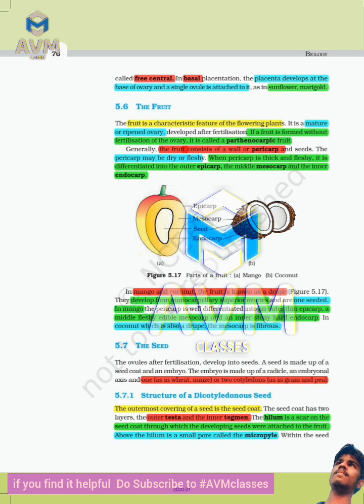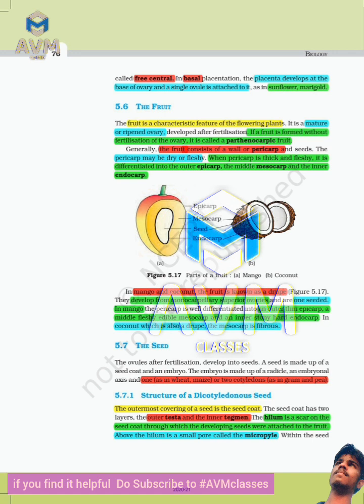5.7 The seed. The ovules after fertilization develop into seeds. A seed is made up of a seed coat and an embryo. The embryo is made up of a radicle and embryonal axis and one or two cotyledons. 5.7.1 Structure of a dicotyledonous seed. The outermost covering of a seed is the seed coat. The seed coat has two layers, the outer testa and the inner tegmen.